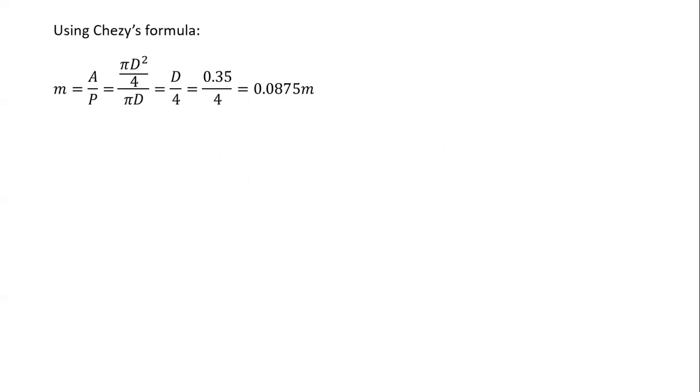the constant terms, the pi will cancel, the d will cancel partly. You just remain with d over 4. So then d over 4, the diameter of the pipe is 0.35, divided by 4, you get 0.0875 meters. That is our hydraulic mean depth, M.